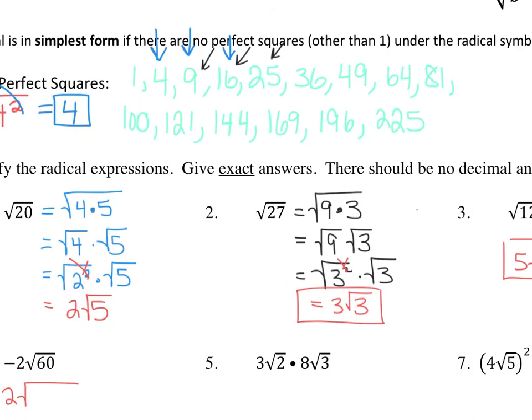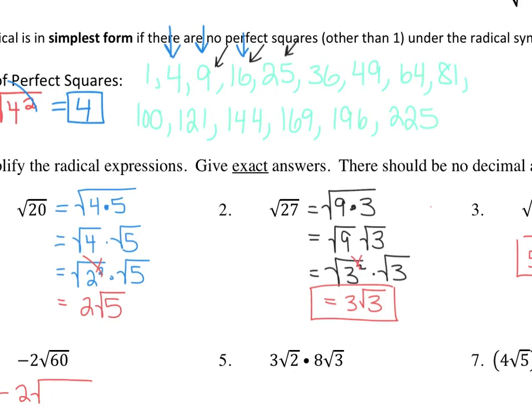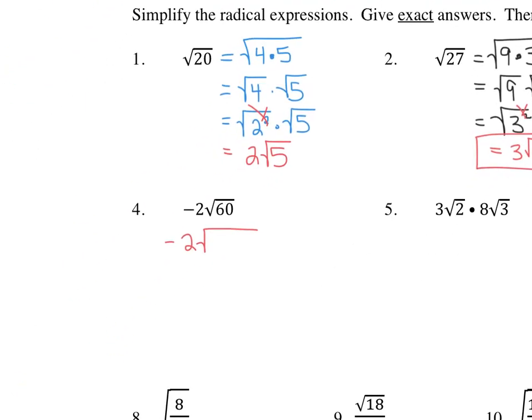Okay, so we're looking for factors that are perfect squares that will go into 60 smaller than 60. So the first one's 49, no. 36, does that go into 60 evenly? No. Does 25? No. Does 16? No. Does 9? No. 4 does. So it's 4 times 15.